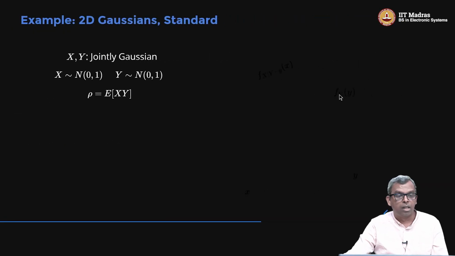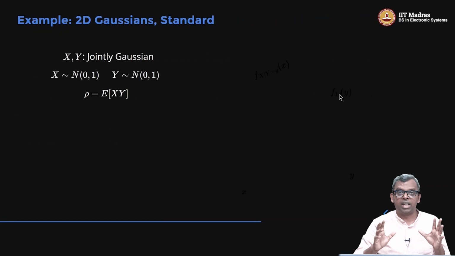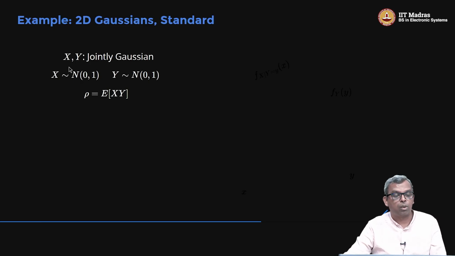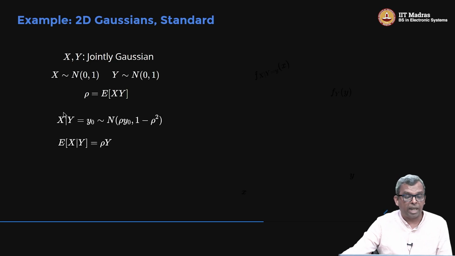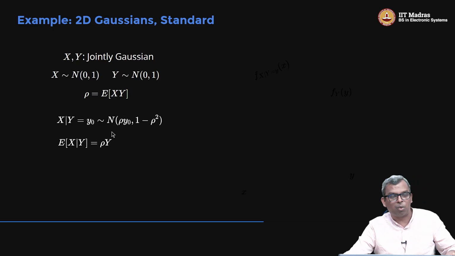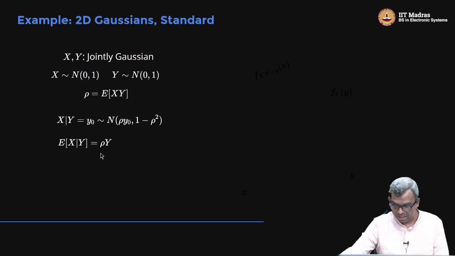Okay, so let's close with the Gaussian examples. The Gaussian examples are very, very, very important, like I mentioned. Once again, the 2D standard Gaussian example I'll start with. So in this case, we know x given y equals y naught is normal with mean rho y naught and variance 1 minus rho squared, and we have calculated that expected value of x given y equals y naught is simply rho y naught. Now we just drop the y naught everywhere and replace with y, so you get expected value of x given y is rho y.